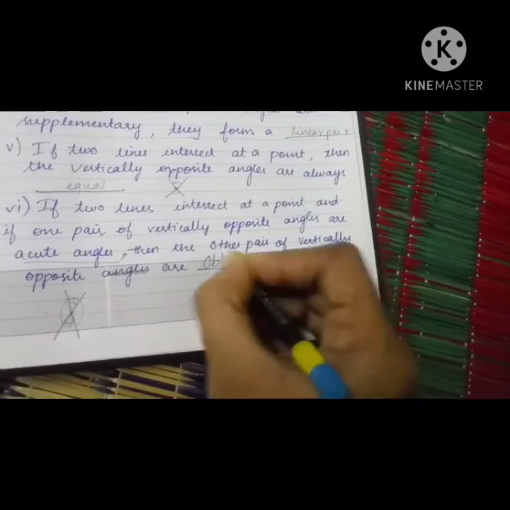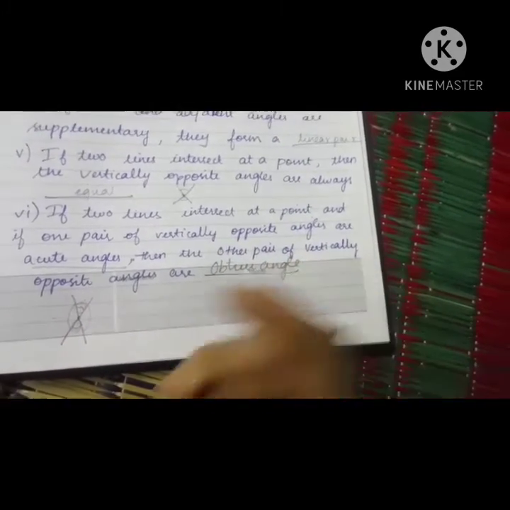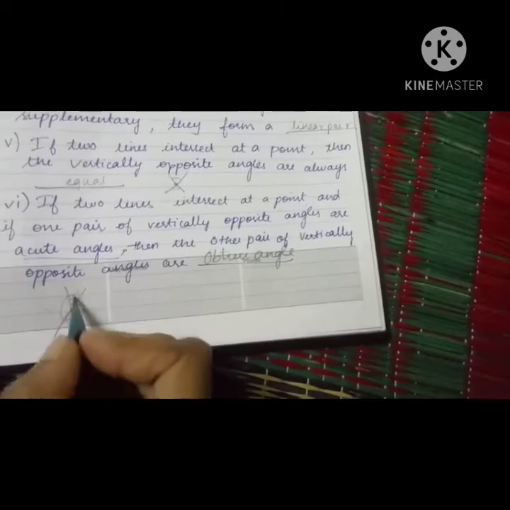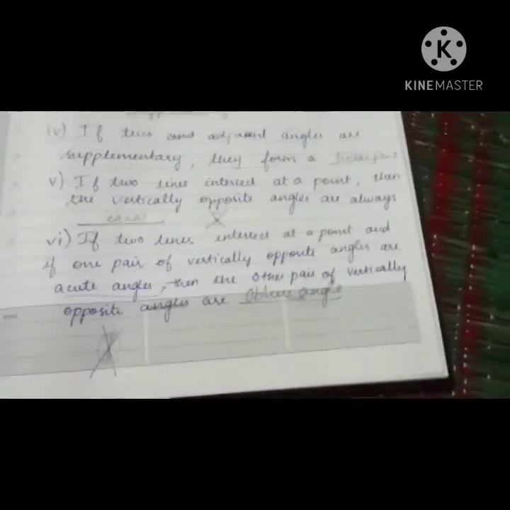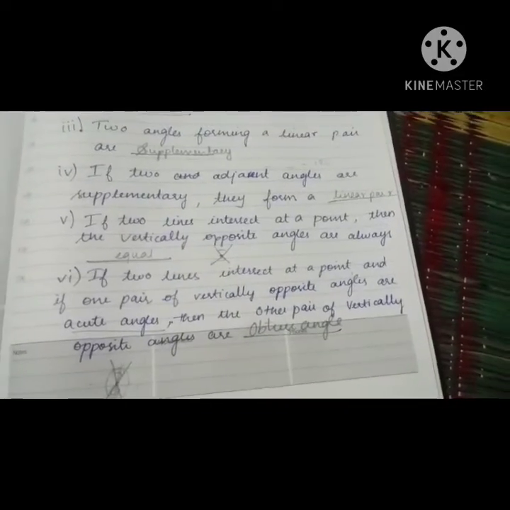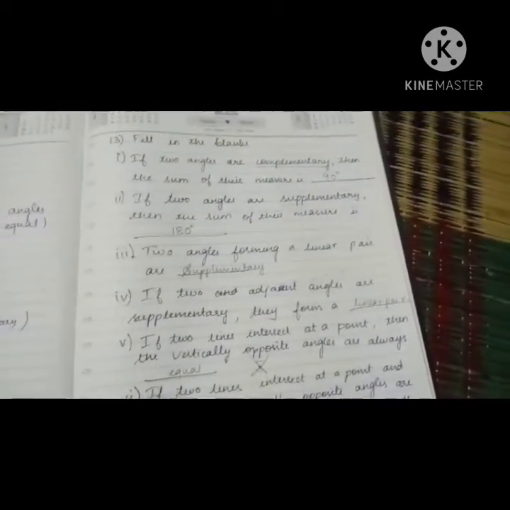Why is it an obtuse angle? See, this pair is very small, and this pair is very large. So the other pair will be an obtuse angle. Okay. Next, your 14th problem.